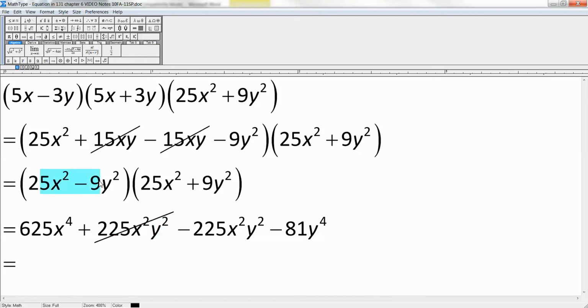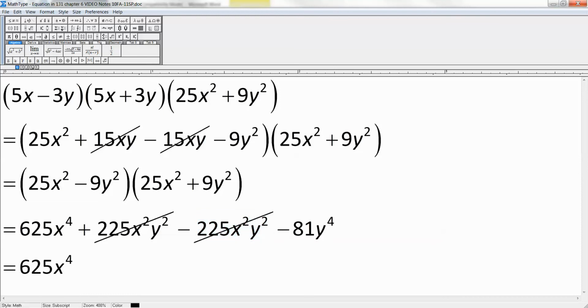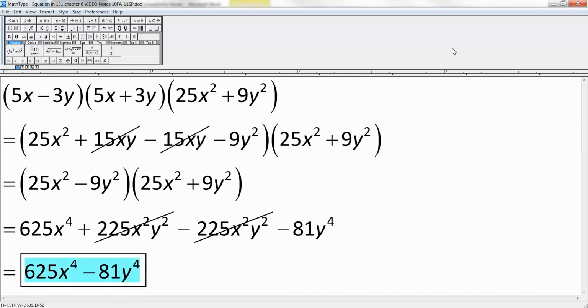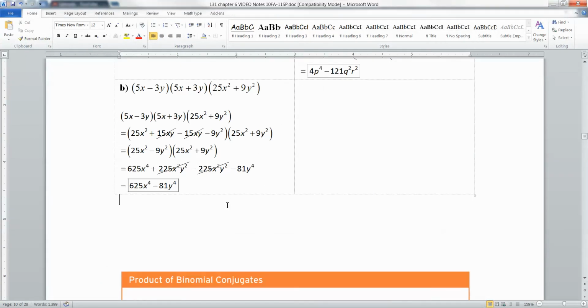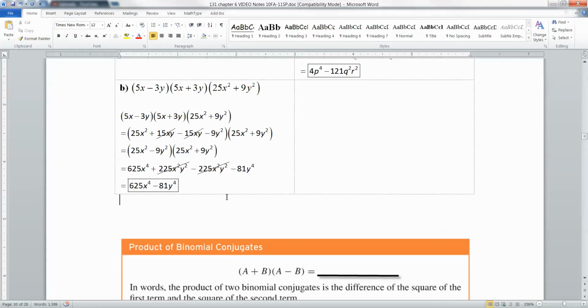It's 25 minus 9 and 25 plus 9. See that? They're conjugates as well, so again the middle terms are going to drop away. It leaves you 625 x to the fourth minus 81 y to the fourth. There we go. So it's kind of a little bit more complicated on that one. And again, that was not the only way to do that one. I just think it's the fastest way.